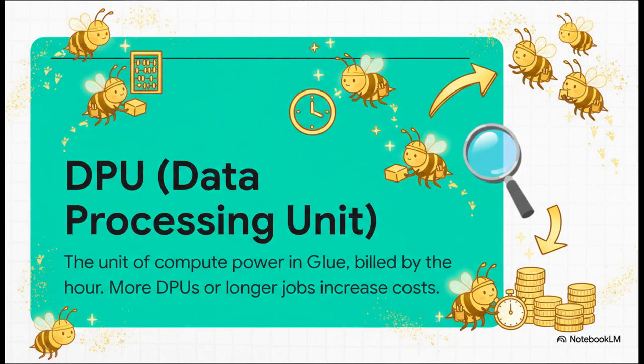Okay, so before we dive in, let's get on the same page about what a DPU, or a data processing unit, actually is. This is the thing you're paying for in Glue. Just think of it like this. For every single job, you're hiring a team of temporary workers. The more workers you hire, that's your DPUs, and the longer they're on the clock, the more you're going to pay. Our whole goal is to hire a smaller, smarter crew that gets the job done way faster.